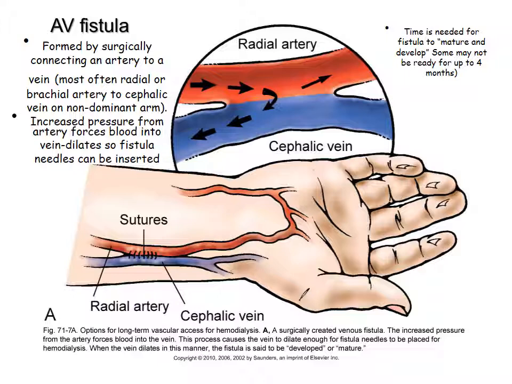The AV fistula is shown here, where it's formed by surgically connecting an artery to a vein, most often the radial or brachial artery to the cephalic vein on the non-dominant arm. The two are slit to the side, sutured together, and then time is needed for the fistula to mature and develop, and some may not be ready for up to 4 months.